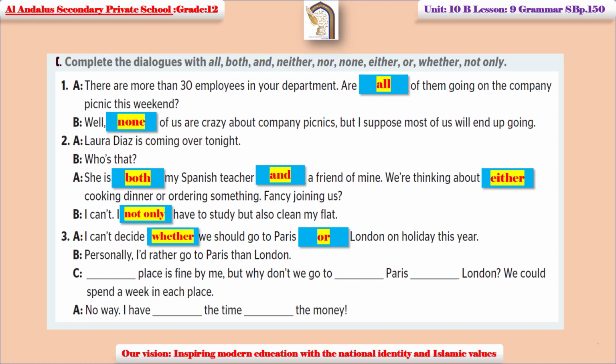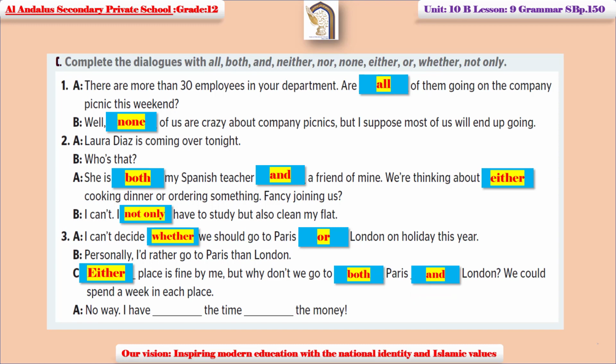Personally, I'd rather go to Paris than London. Either place is fine by me, but why don't we go to both? That's right, both Paris and London. We could spend a week in each place.